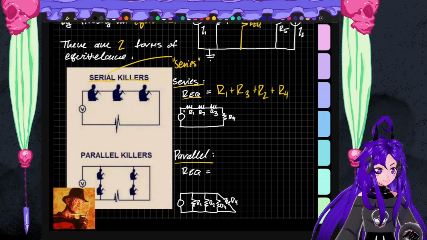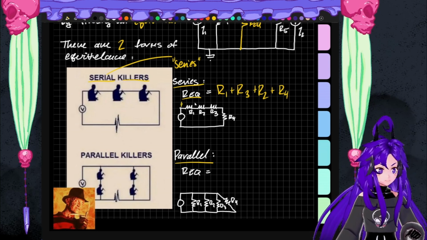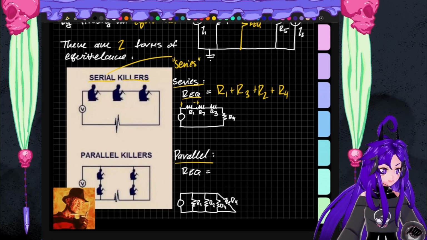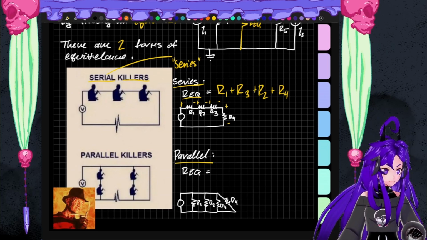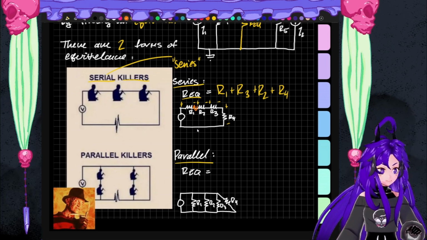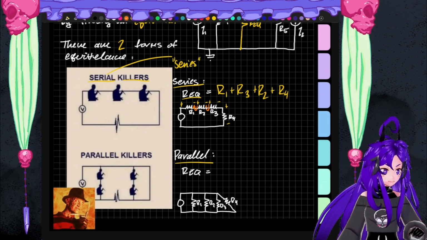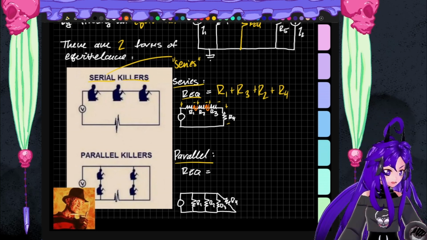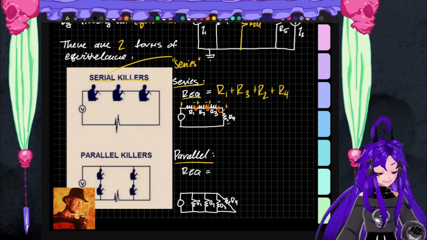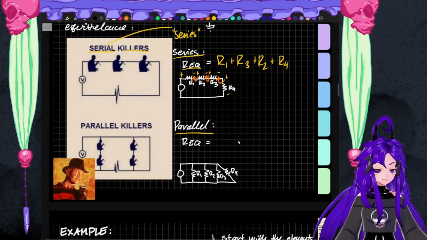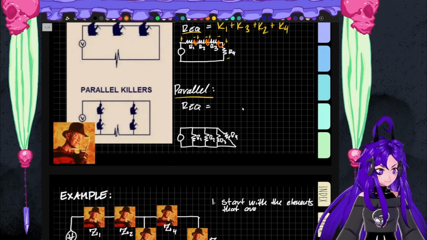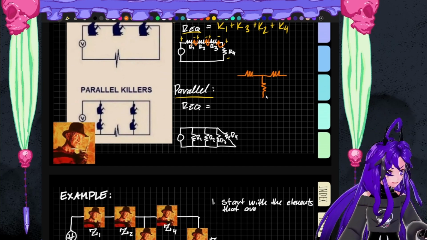So series means that the positive end connects to the negative end of the last term. Plus negative, right? So the positive end of R2 connects to the negative end of R1. The positive end of R3 connects to the negative end of R2. The positive end of R4 connects to the negative end of R3. These are in series. When you have something branching, like this, it is no longer in series, okay?